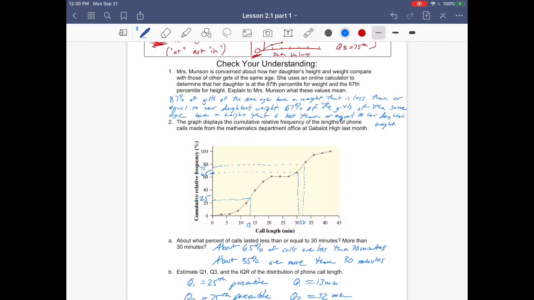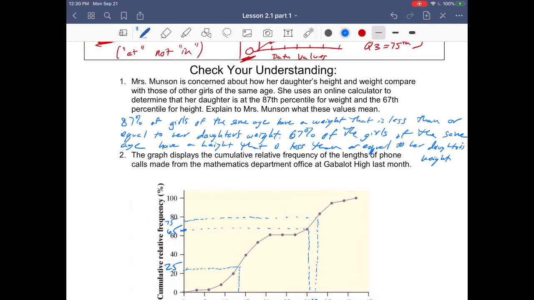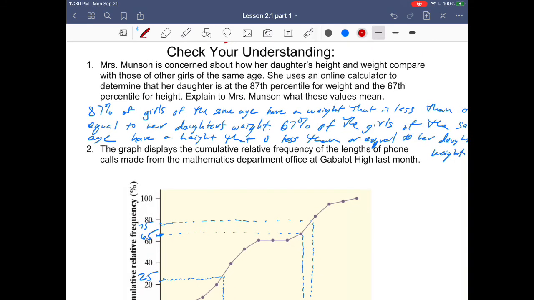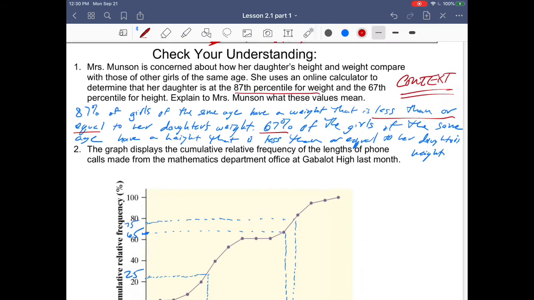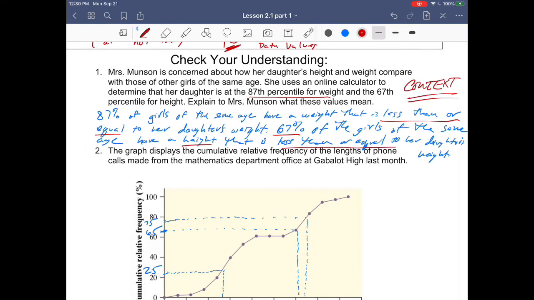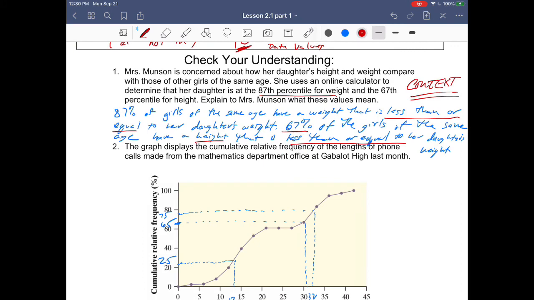So let's take a quick moment and talk about the check your understanding problems, just interpreting these two percentiles. 87th percentile for weight means 87% of the girls of the same age have a weight that is less than or equal to her daughter's weight, where 67% of the girls of the same age, of course, always context whenever you're writing a sentence, have a height that is less than or equal to her daughter's height. Sorry about my handwriting there. It gets a little suspect sometimes.